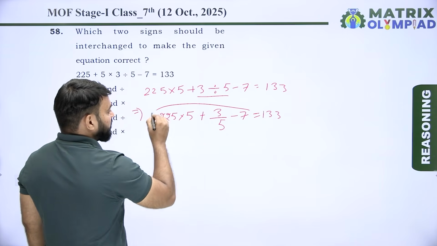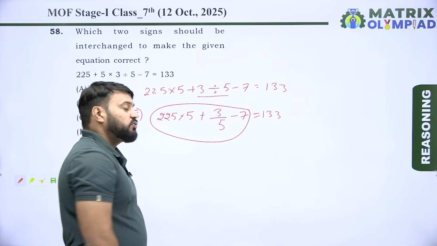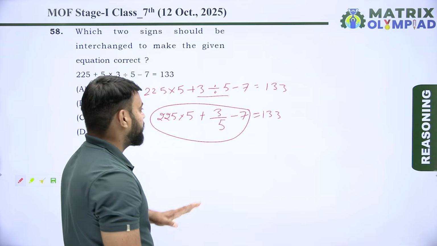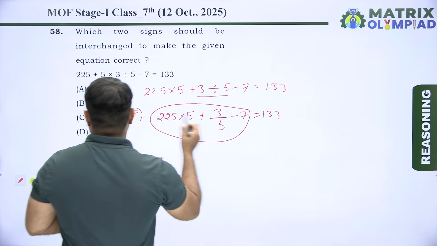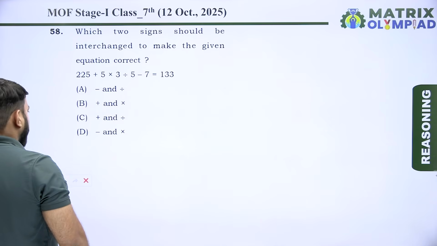So the value of this equation is not a complete number because 3 is not completely divisible by 5. So the value of this equation is not a natural number. So option B is also an incorrect option. So now taking option C.